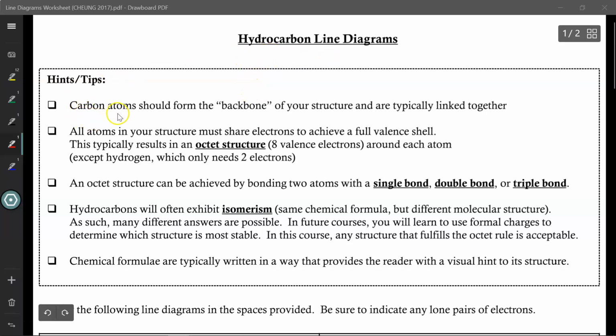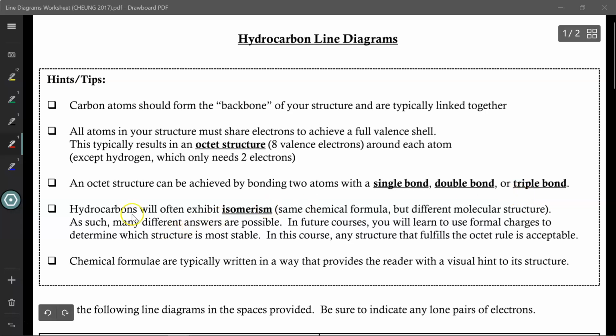The first is to use carbon as your backbone for the structure, and typically the carbon atoms will be linked together. Don't forget that all atoms in your structure must share electrons to achieve a full valence shell. That's the whole point. They want to achieve stability by getting a full valence shell. This full valence shell is known as an octet structure because typically you'll have 8 valence electrons. The only exception, of course, is hydrogen and helium, which only require 2 because the first shell can only hold 2 electrons. You're also not restricted to just single bonds. You can also use double bonds and triple bonds if necessary.